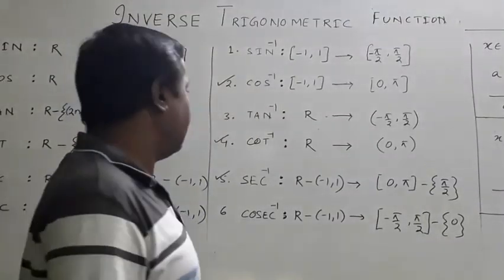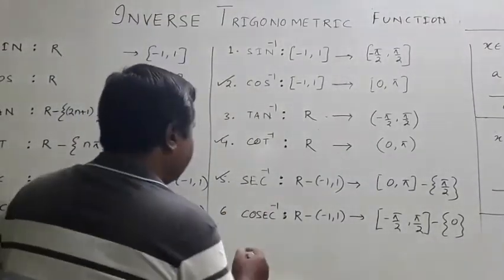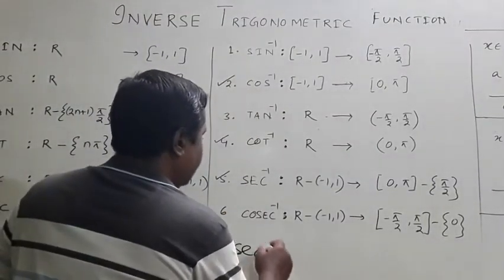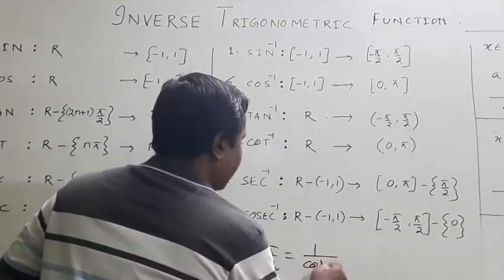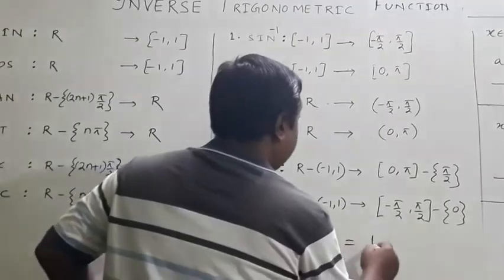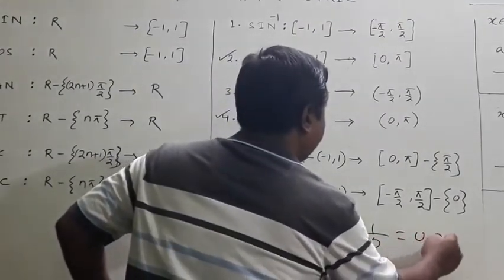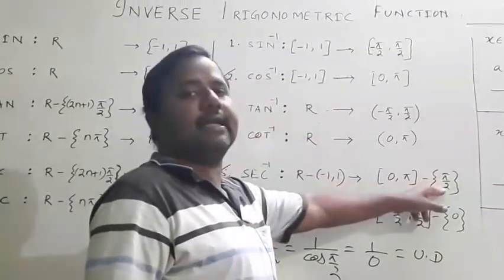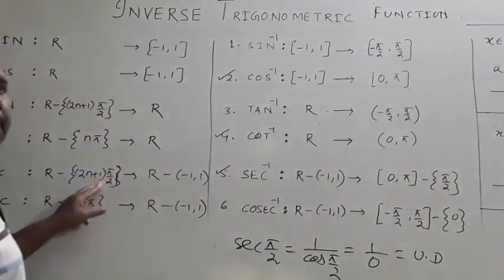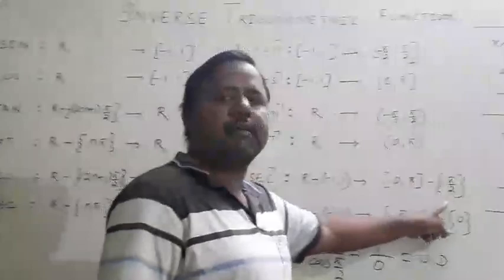Why will it not be included? Because of sec π/2. What is the value of sec π/2? It is 1/cos π/2, which means 1/0. What is 1/0? Undefined. So this π/2 is not taken here. Here also π/2 is not taken, and here also π/2 is not taken.